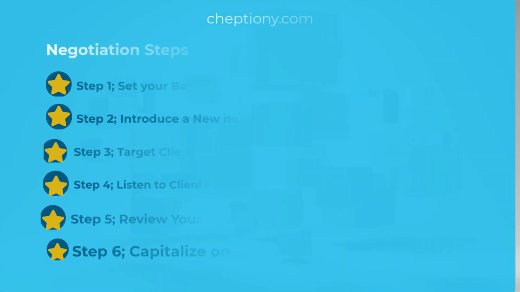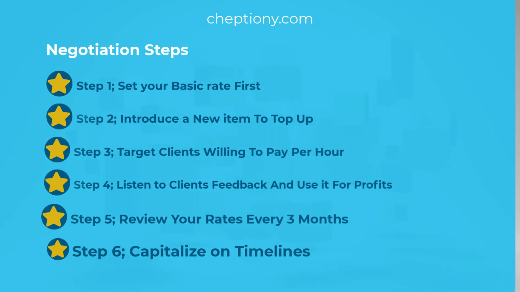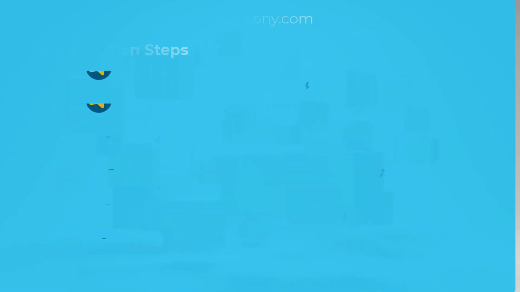Step number 6, capitalize on timelines. Some clients are willing to pay more for fast delivery and guaranteed satisfaction. When setting your rates, let the client know how long they'll wait for the video to be delivered. For example, $20 a minute, 2 days delivery.